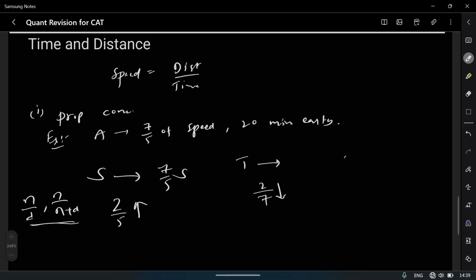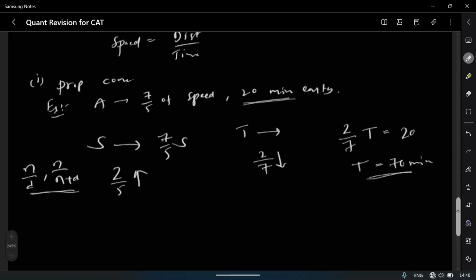So the decrease in time is 20 minutes. It is given that he came 20 minutes early. So 2 by 7 of original time equals 20 minutes. Time equals 70 minutes. So here, when distance is constant, speed is inversely proportional to time. That means we can use this n by d and n by n plus d concept. And then we have another concept.